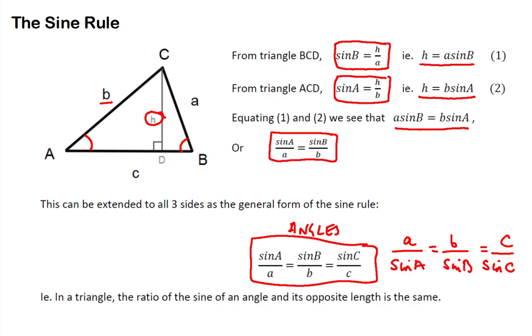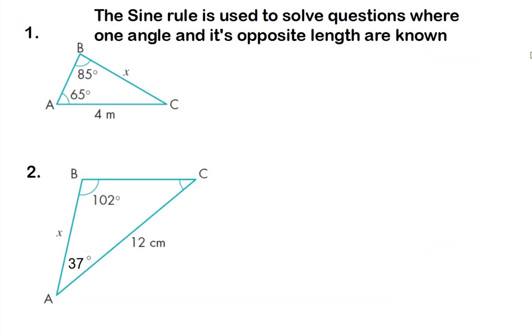Okay, let's do some examples. Now, the first thing is to know when you can use it. The sine rule is used to solve questions where one angle and its opposite length are known. So you have to look in the question. If you can see an angle which you know and an opposite length that you also know, then you can always use sine rule. So let's have a look at this question.